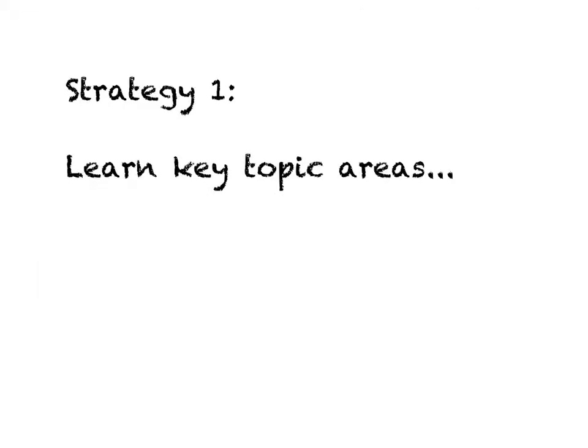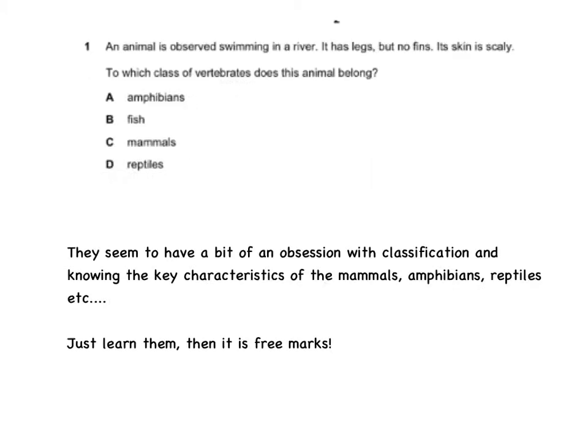So, some strategies. First of all, as you do more and more question areas, you'll find that there are key topic areas that keep coming up. So, for example, in biology, one of the questions that I've seen repeatedly in most multiple choice papers is something like this one, about the classifications and the key characteristics of mammals, amphibians, reptiles, etc. So you just need to learn them.